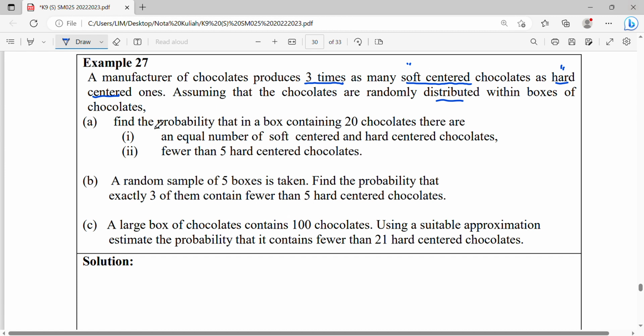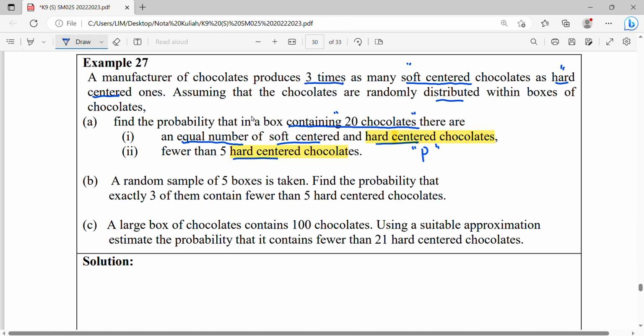So what's the question here? What's the quantity here? Find the probability that a box containing 20 chocolates has an equal number of soft-scented and hard-scented, fewer than 5 hard-scented. So the sentence at the back, hard-scented, hard-scented, usually indicates your condition P. So how many chocolates do you have? How many quantity here? 20.